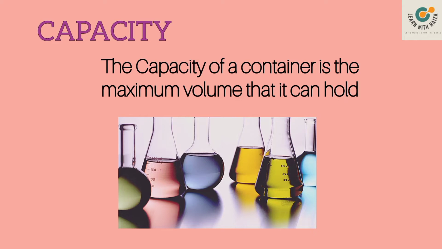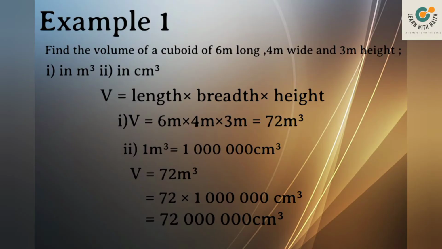So now let's see the first example. Find the volume of a cuboid of 6 meters long, 4 meters wide and 3 meters height in cubic meters and cubic centimeters. So we have to find it in two different units. So we know that volume is equal to length into breadth into height. So volume is equal to 6 into 4 into 3. All are in meters. So the answer also comes in cubic meters, that is 72 cubic meters.